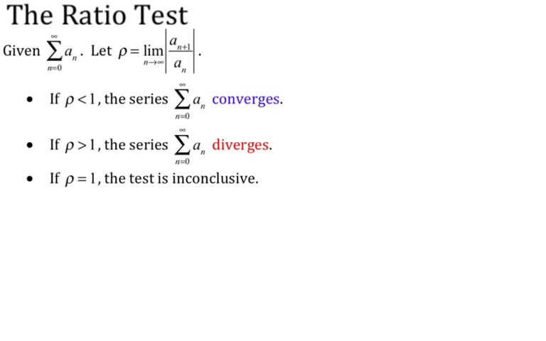But here's what it says. If rho is less than 1, the series converges. If rho is greater than 1, the series diverges. If rho is equal to 1, the test is inconclusive. And then you just have to use another test. But this is the best test by far, I think.